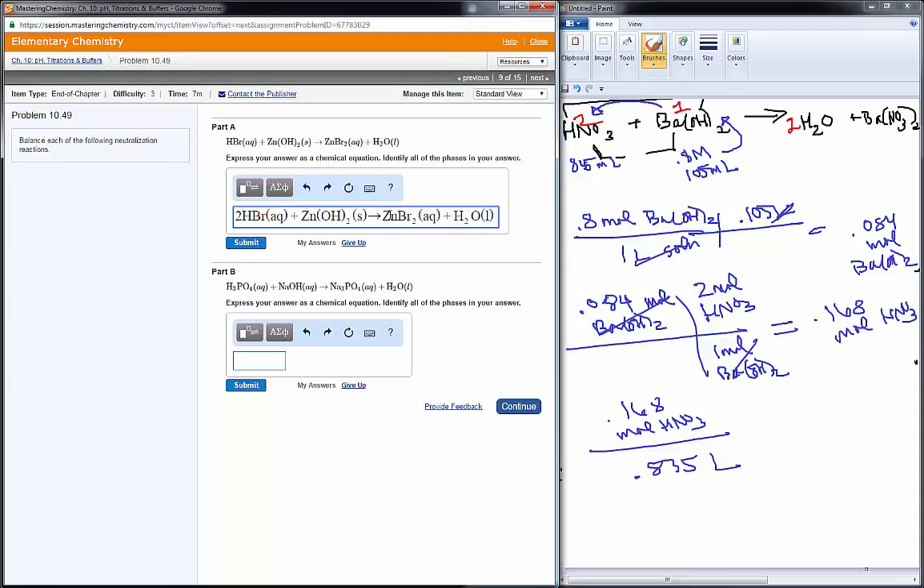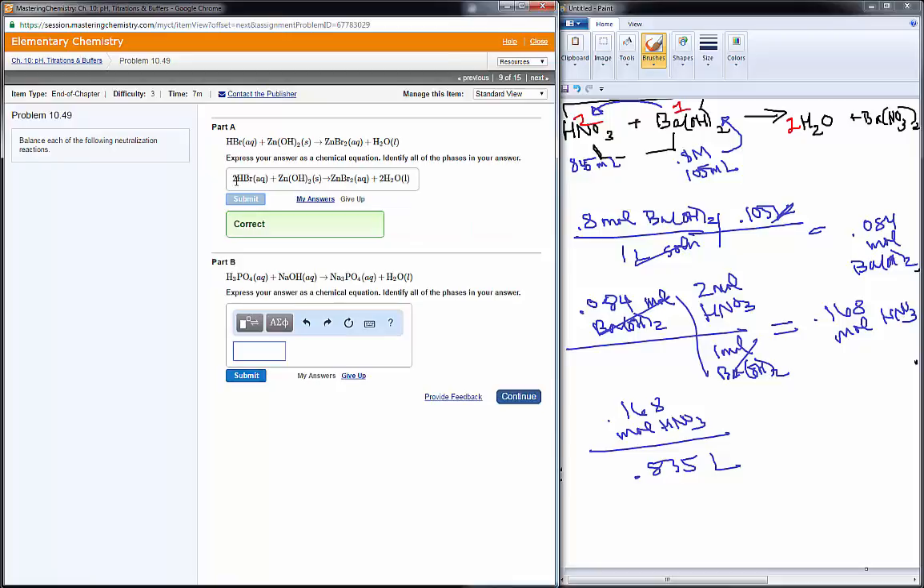1 zinc, 1 zinc. Okay. Now I have 2 oxygens, so I'm going to need 2 oxygens. And that gives me 4 hydrogens on this side, and that's 2 plus 2 is 4 hydrogens. So I feel good that that's balanced. It will take 2 HBr to react with 1 zinc hydroxide.